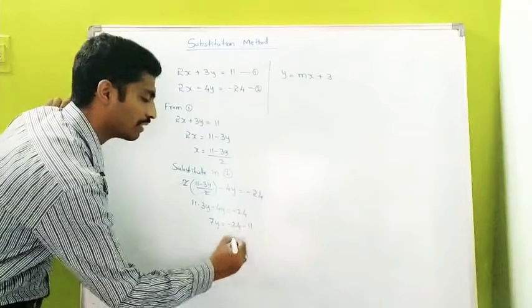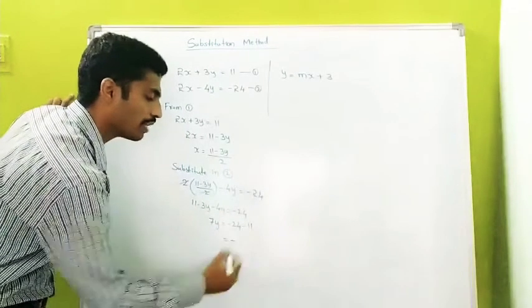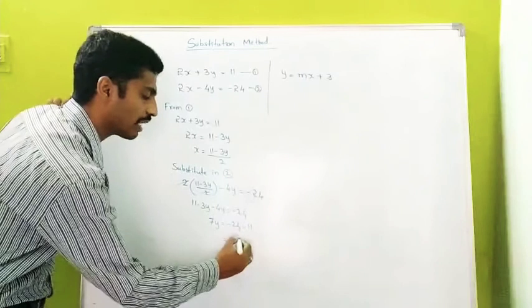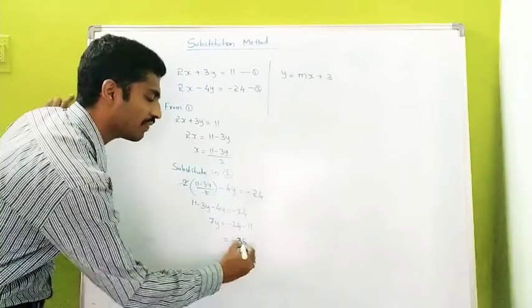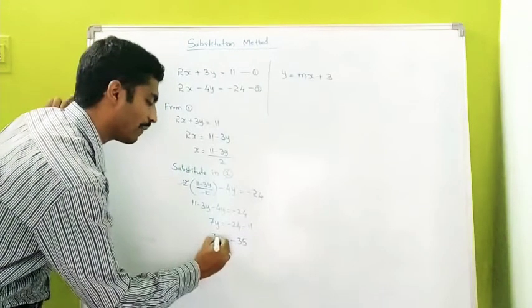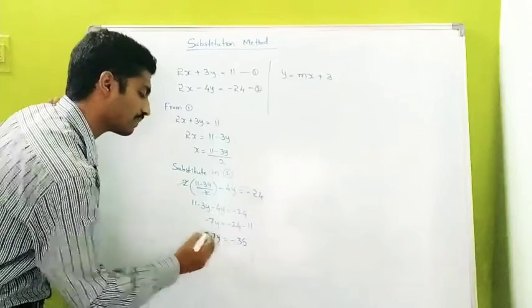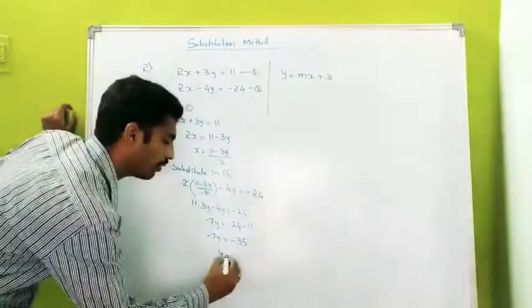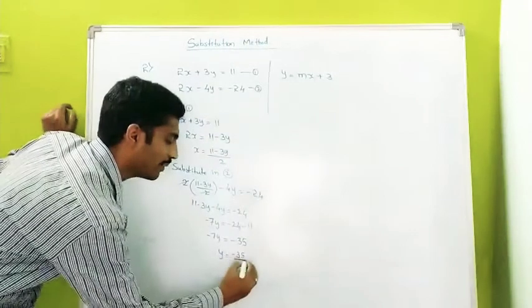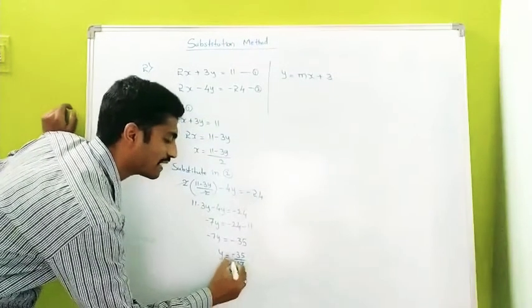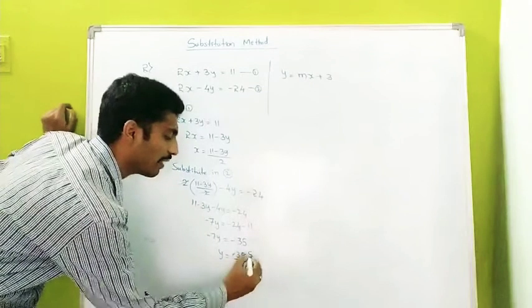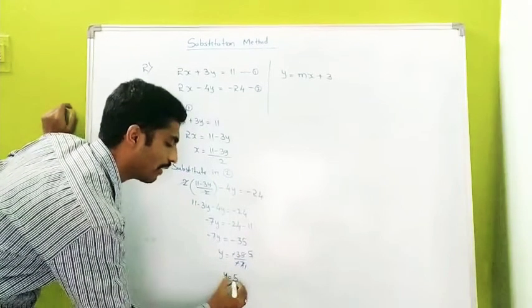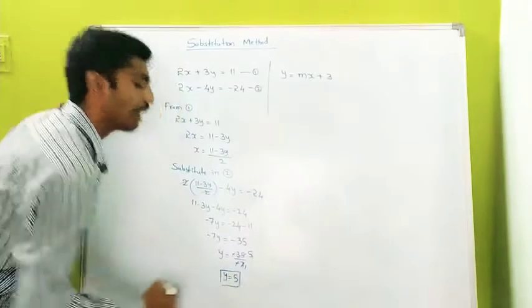Okay, minus, we have to add them and put the bigger sign. That is 24 plus 11, it will be 35. Minus 35 equal to 7y. Here minus is there on the bigger side. So y equal to minus 35 divided by minus 7. Minus gets cancelled. 7 fives are 35. So y equal to 5. This is our y value.